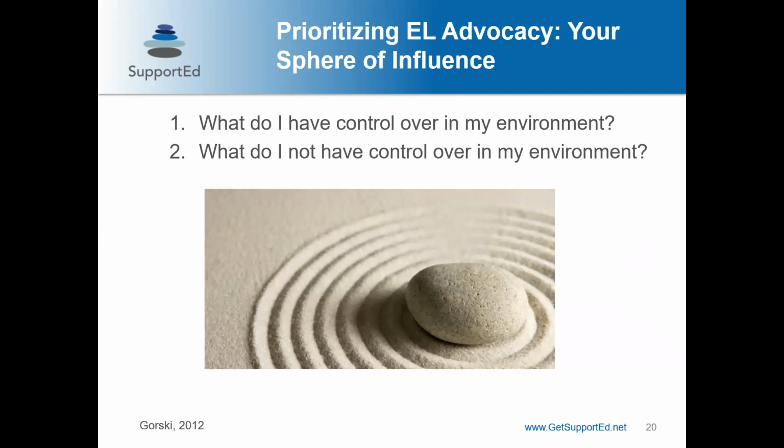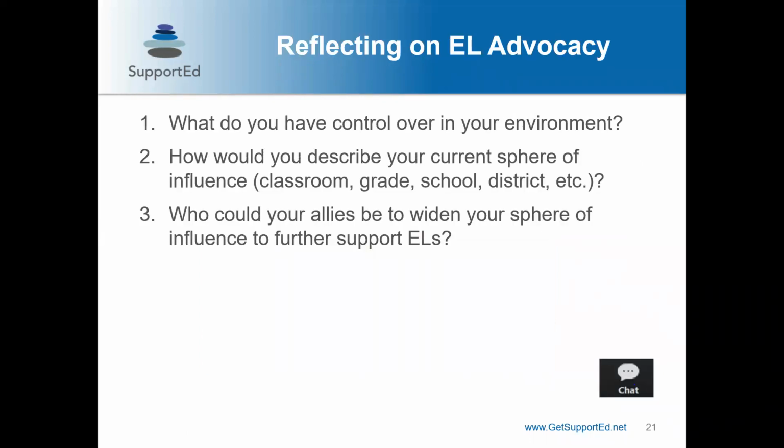So I want to get you thinking about this a little bit. In the chat box, maybe think about an item or two that you might have control over in your environment. And/or you could write about, how would you describe your current sphere of influence? Are you at the classroom level, grade, school, etc.? And who might some of your allies be to widen your sphere of influence? So take a minute and type these responses in the chat box, and we can share in a bit, and you can see what others are feeling.